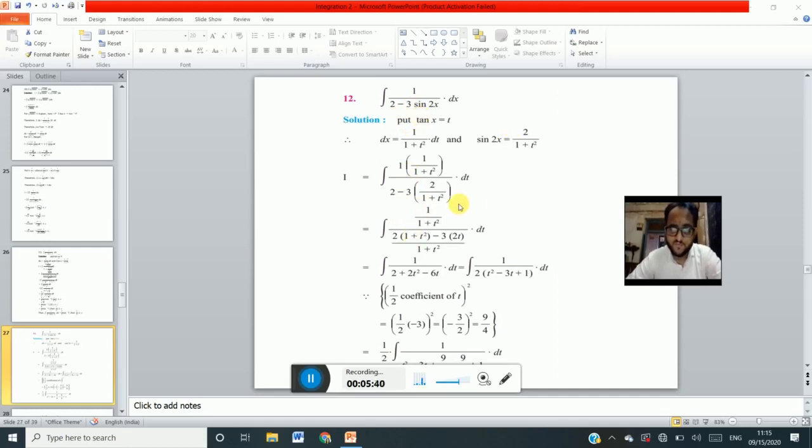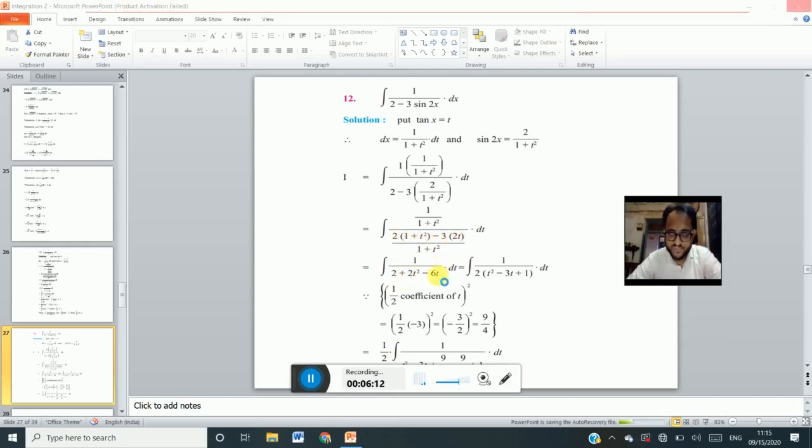So simplify this. What we get, see here, 1 into this numerator as it is, here cross multiply, so 2 into 1 plus t square minus 3 into twice t upon 1 plus t square. Then here actually it should be t. So twice t dt, then 1 plus t square and 1 plus t square cancel, 1 upon 2 plus 2t square minus 3 into 2t, which is 6t. It equals 1 upon 2, take common, so what we get is t square minus thrice t plus 1.